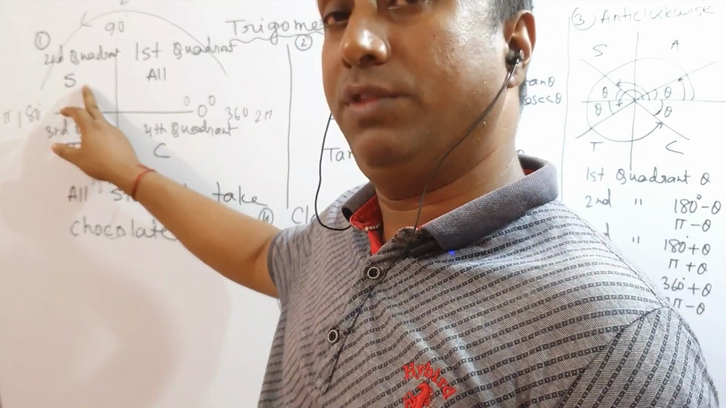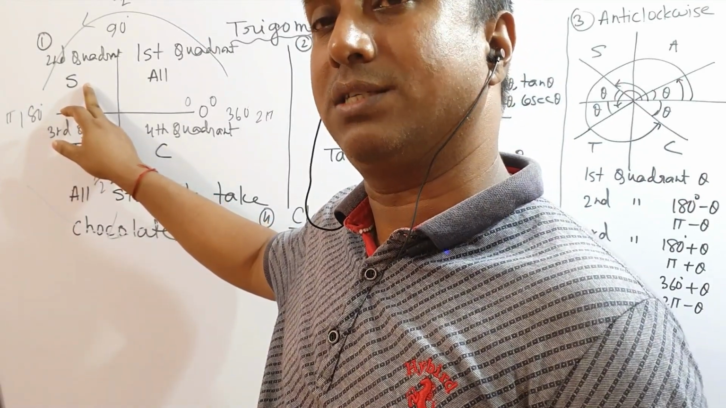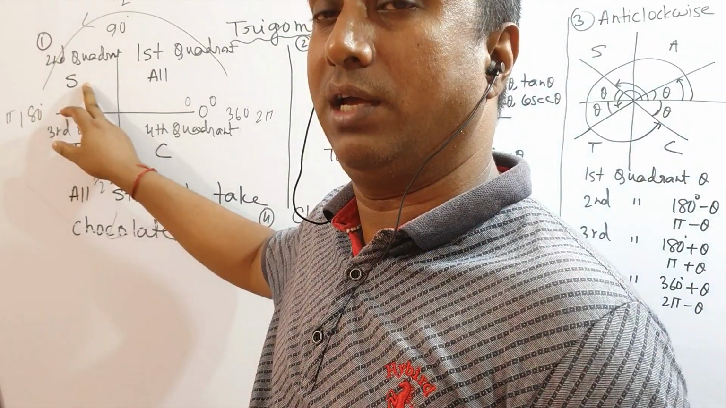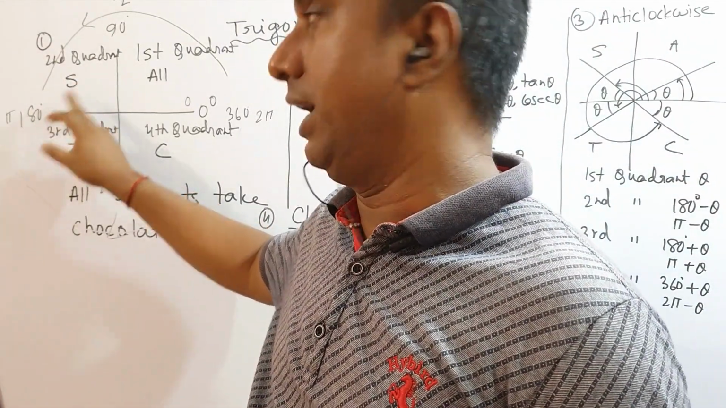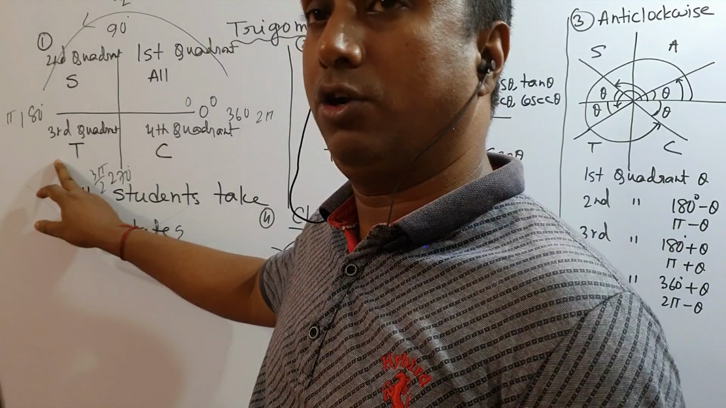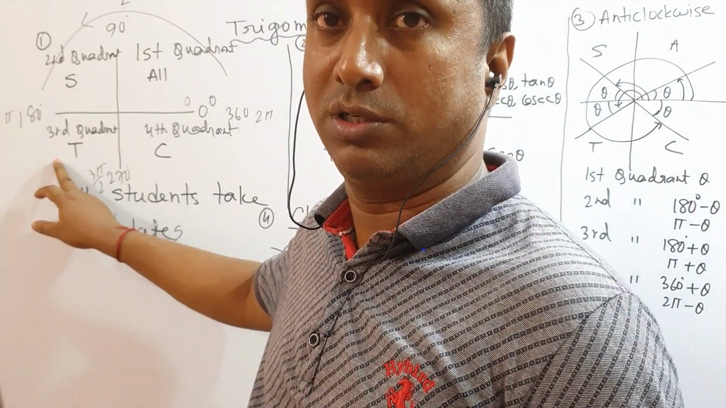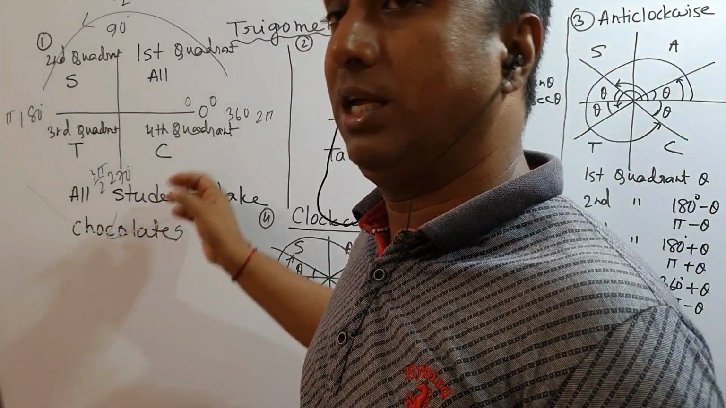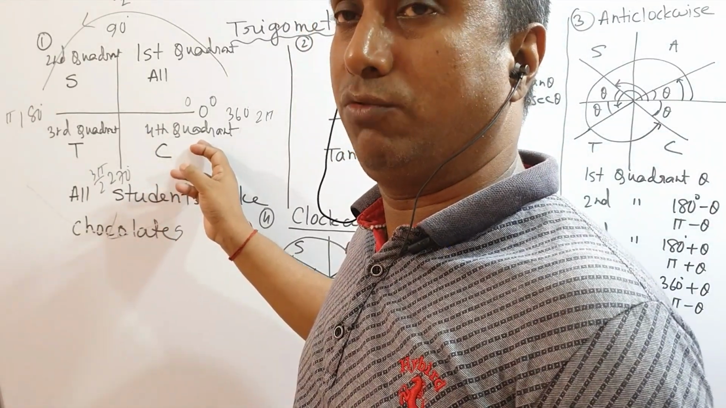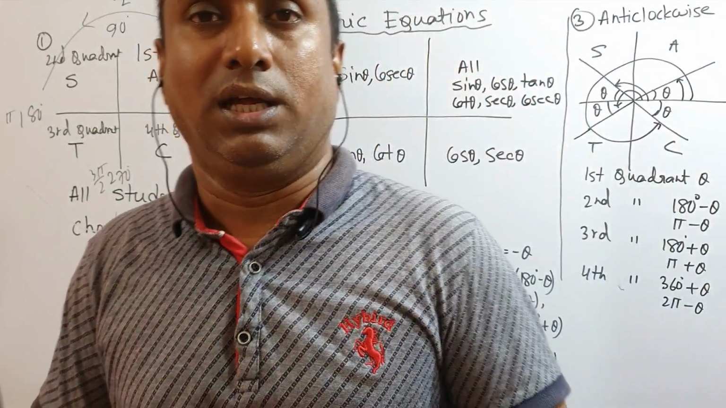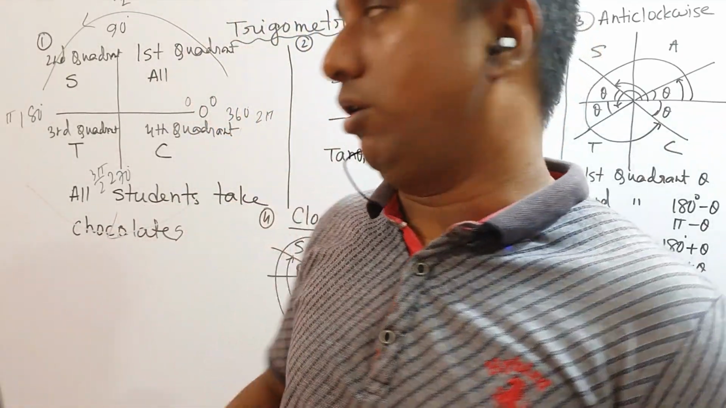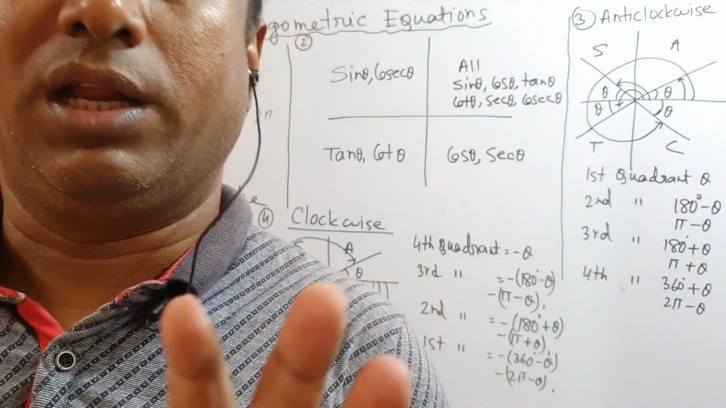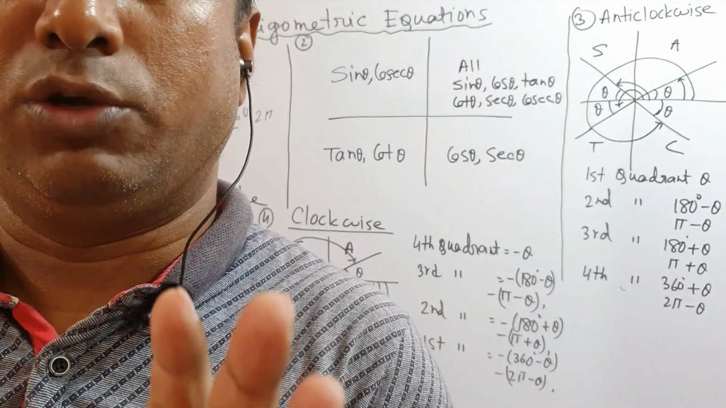I mean if sine and cosec are positive, the rest 4 ratios, tan, cot, sec and cos, will be negative. If tan and cot are positive, then sine, cos, sec and cosec will all be negative. And in the fourth quadrant, cos and sec are positive, and the others are negative. This is the first step to remember to solve trigonometric equations.